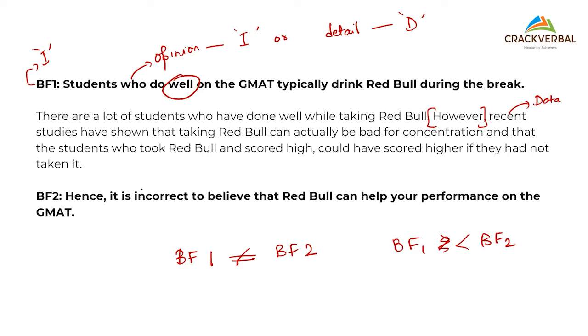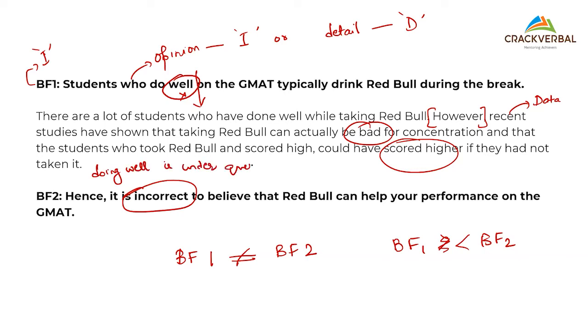So the word incorrect, when you're saying something is incorrect, means you're refuting it, right? You're saying it is incorrect to believe it can help you because it can't. The example is exactly opposite. It is saying it is bad. They could have scored higher. So had they not taken it, automatically my doing well is under question, right? Clear with this? So this is a direct refute. It's a direct negation.